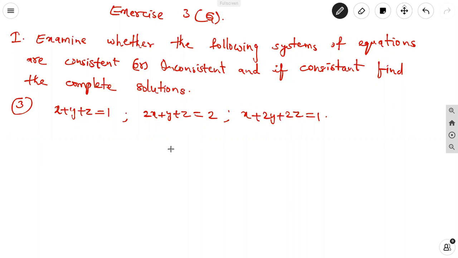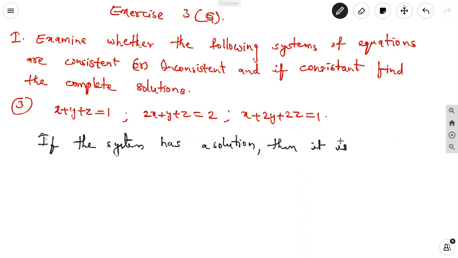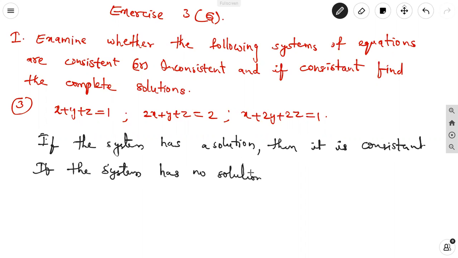Already we have discussed in the 10th standard: if the system has a solution, then it is consistent. If the system has no solution, then it is inconsistent.